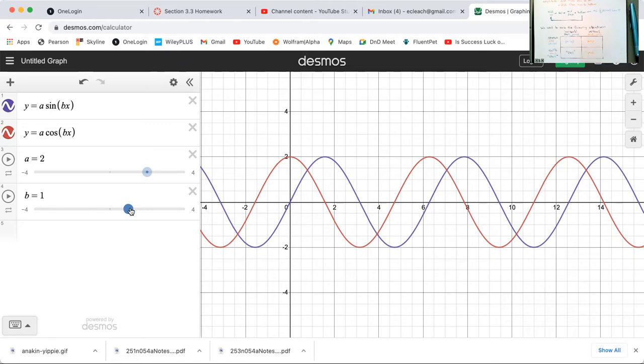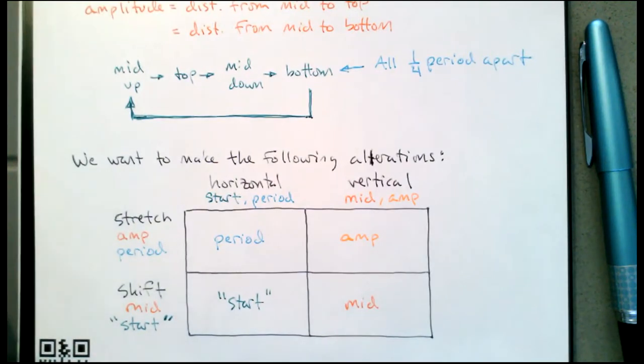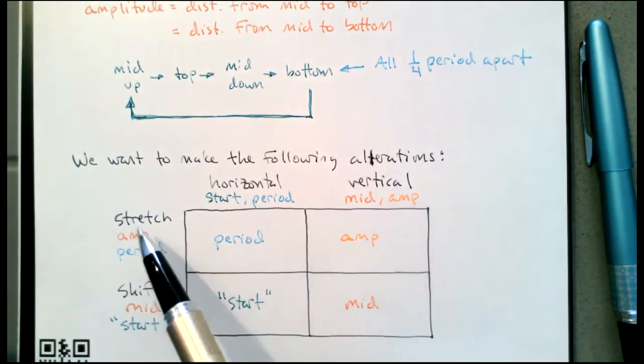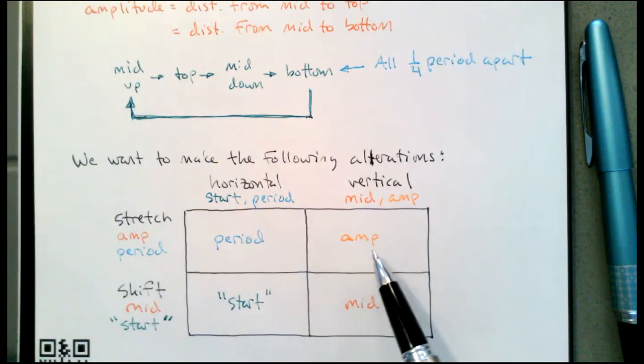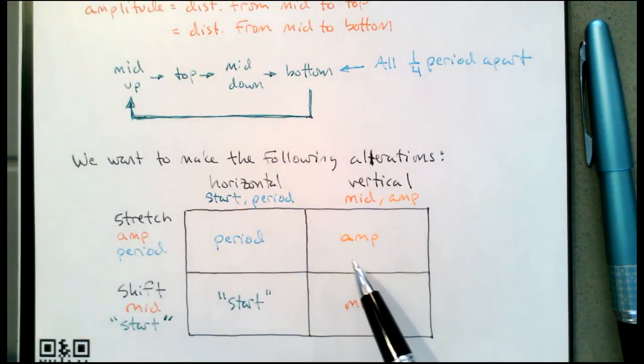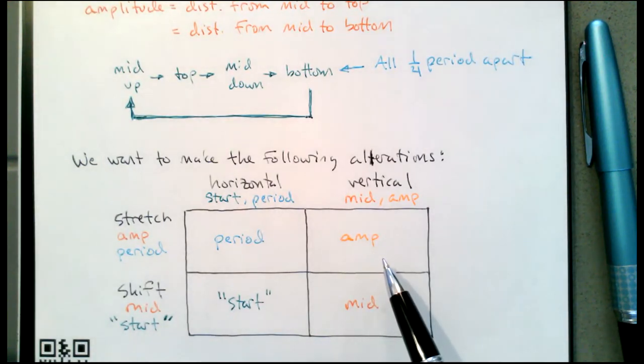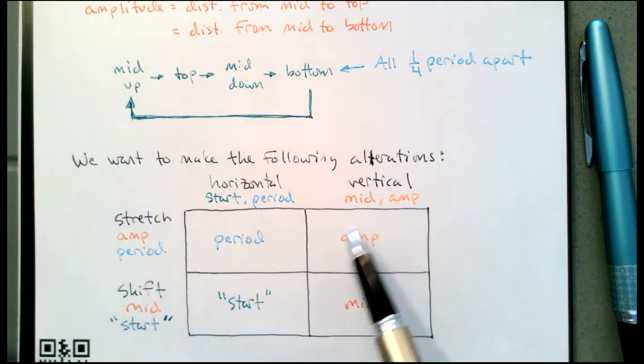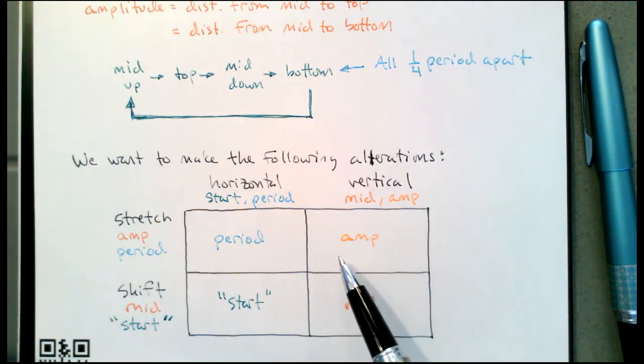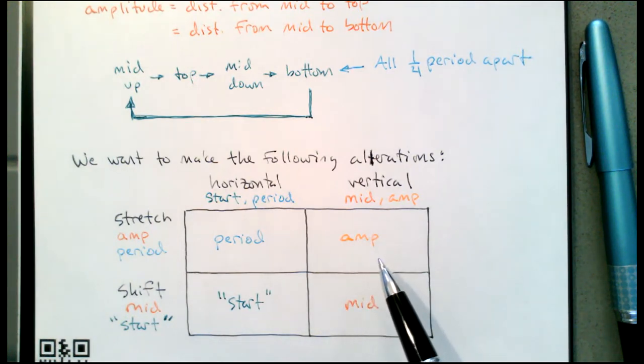So going back to the chart, our vertical stretch, which adjusted only the amplitude, was multiplication after the trig function. So this amplitude was changed with multiplication after the trig function. So we had multiplication after.